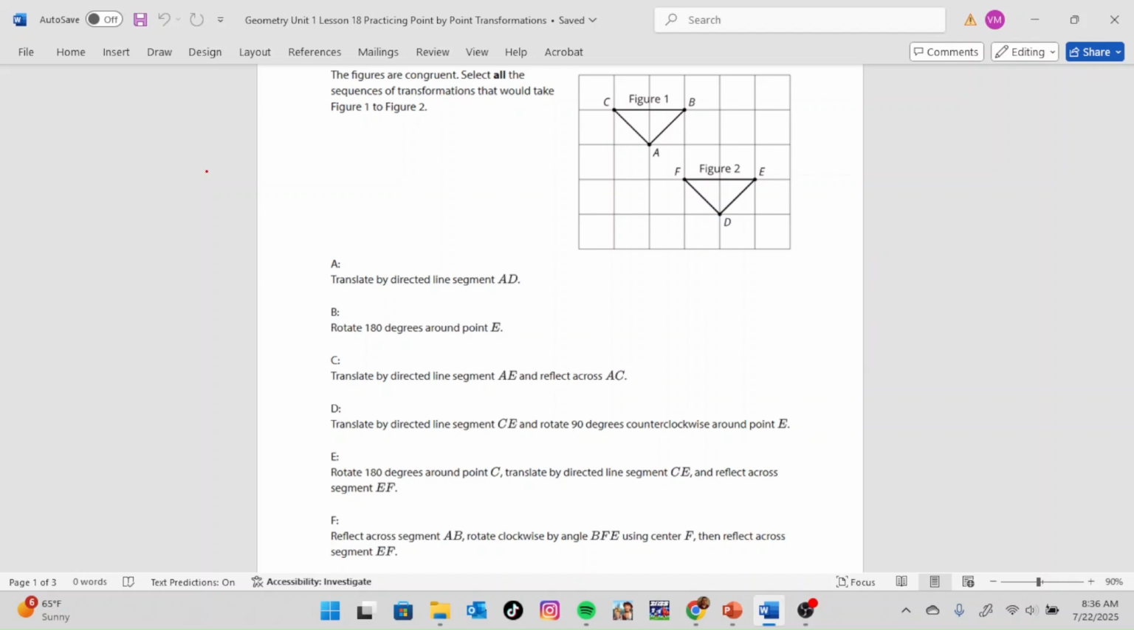So for choice A, it says we're going to translate by directed line segment AD. So that means we're going to translate it down and to the right until A matches up with D. And when we do that, we're going to end up with a triangle that is right on top of figure 2. So A is in fact correct.